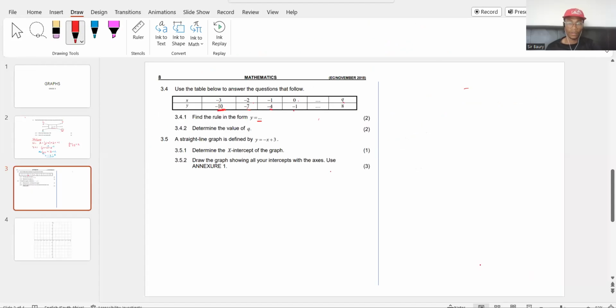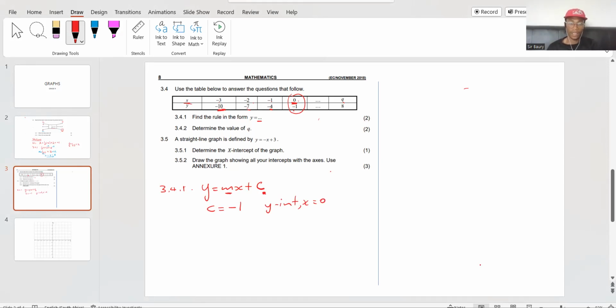So, finding the rule for 3.4.1. I know y is equal to mx plus c. I'll start with the easiest, which is c. That is the y-intercept, where x is equal to 0. So I look at these values of x. Where x is equal to 0, that is c. So c is equal to -1, because it's the y-intercept, where x is equal to 0.